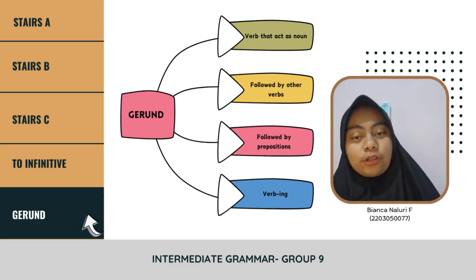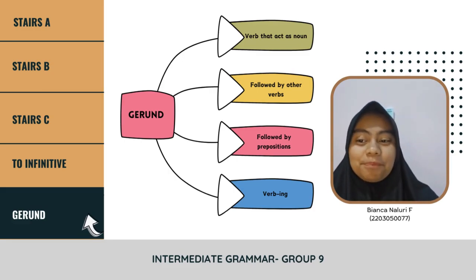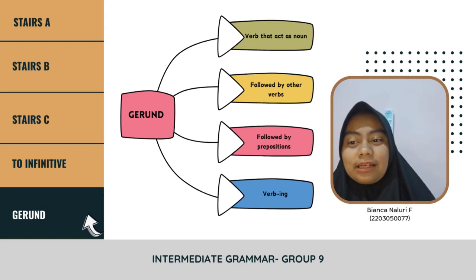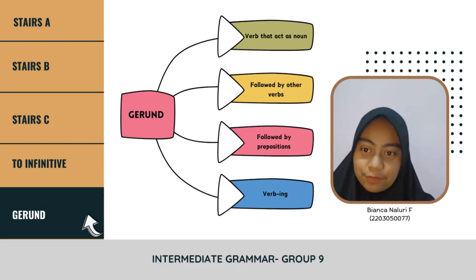From the previous slide, you already learned about stepping the 5 stairs A, B, C, and also to infinitive to improve your grammar. And the next discussion is about gerund. Have you ever heard this one? Gerund? I think gerund and to infinitive are quite similar when we use that word. But gerund actually is a verb that acts as a noun. And gerund could be followed by other verbs, and could be followed by prepositions.